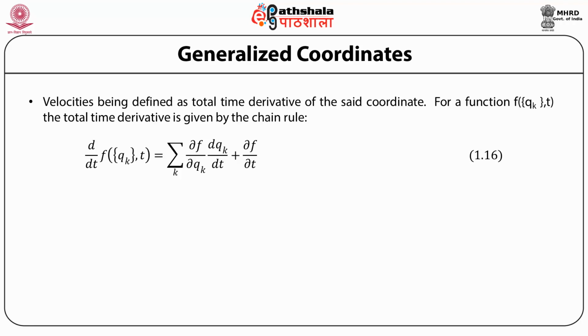And each of them depends on time. Therefore, by the chain rule of differential of a function of several variables, d/dt, that is a total derivative of the function of a set of generalized coordinates qk(t), can be written as a sum over k of the partial derivative of the function f with respect to this particular generalized coordinate qk, times the total derivative of qk with respect to time, summed over all generalized coordinates k, plus the partial derivative of f with respect to t.